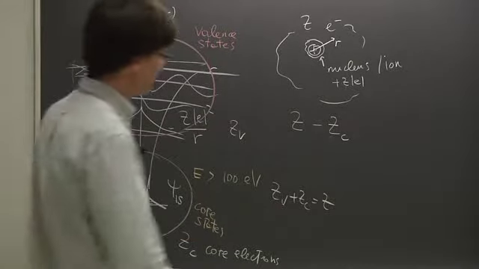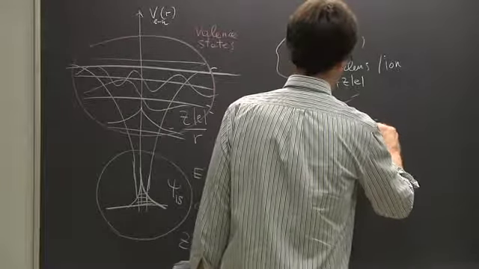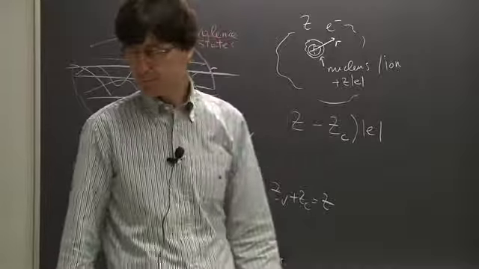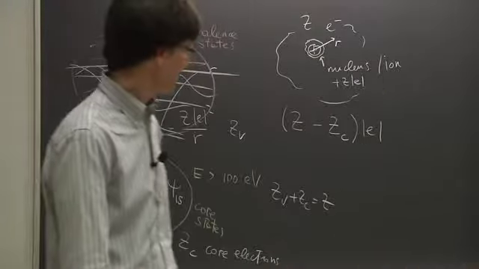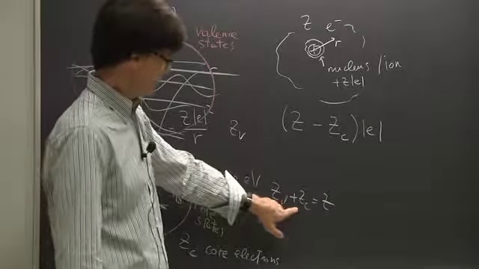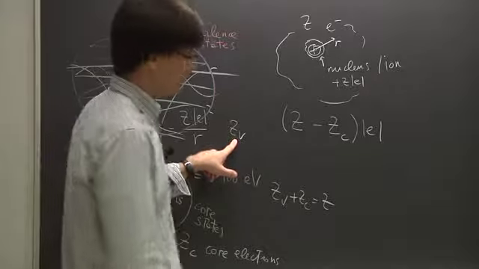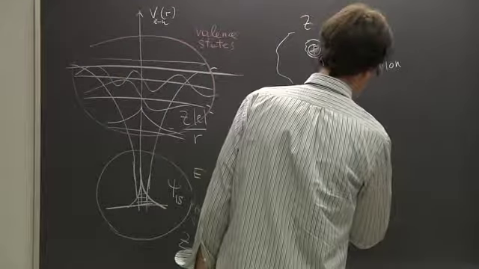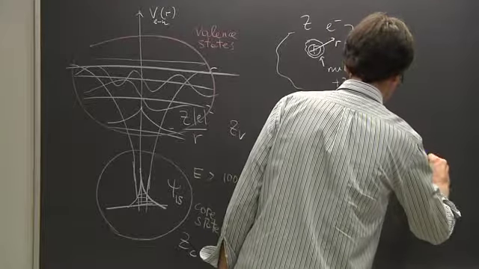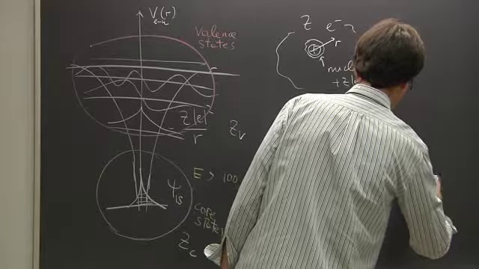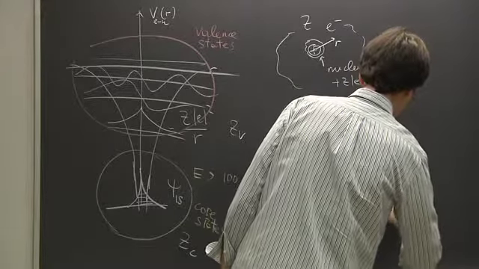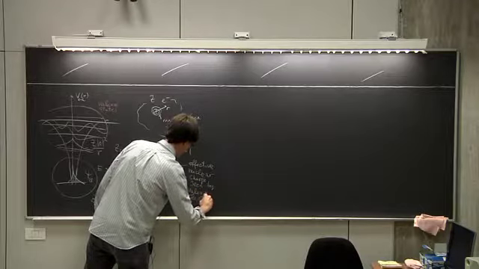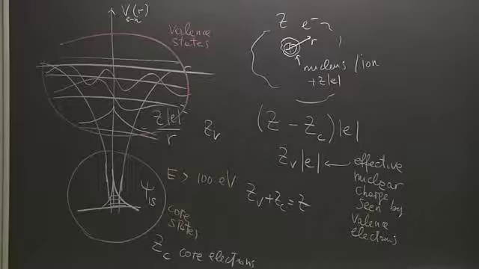So the overall charge seen by valence electrons is given by this number. Okay? But because of this, Z minus ZC, of course, is ZV. Okay? So this is the effective nuclear charge seen by valence electrons. Okay?